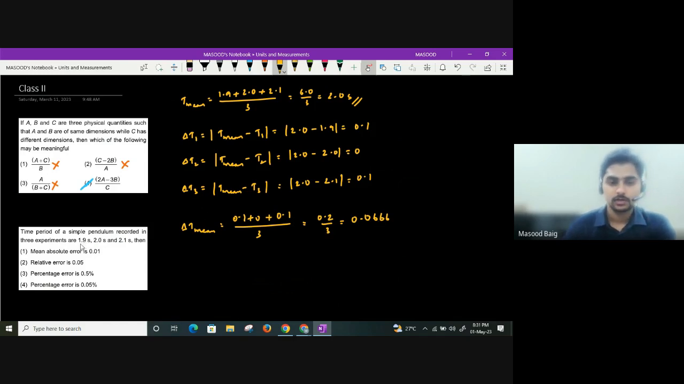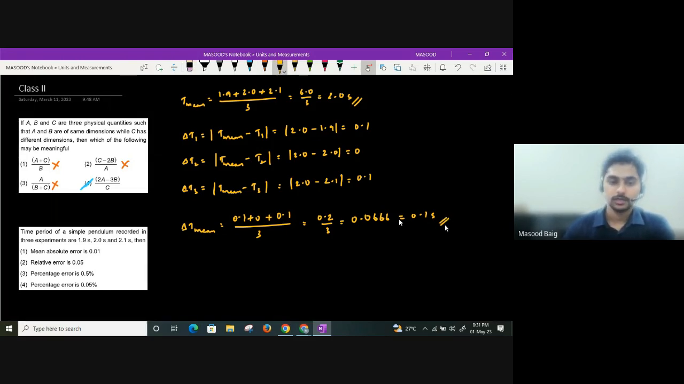Now, all the measured values are read up to one decimal place only, guys. So I should take it up to one decimal place. You'll just keep on rounding off. If you round off 0.0667, you'll get 0.07, and if you round off again, you'll get 0.1 second. So what is the mean absolute error here? 0.1 second will be the mean absolute error, guys. Is that clear, all of you?